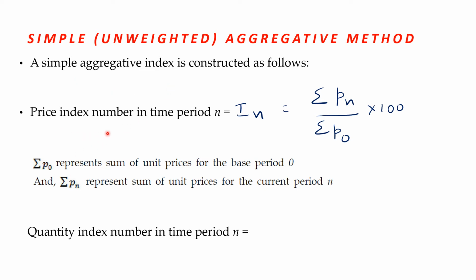Now similar to the price index number, which can be calculated using the simple aggregative index, we can also calculate the quantity index number. So the quantity index number in time period n is given by summation qn upon summation q naught into 100, where summation q naught represents the sum of quantities for the base period 0, and summation qn represents the sum of quantities for the current period n.